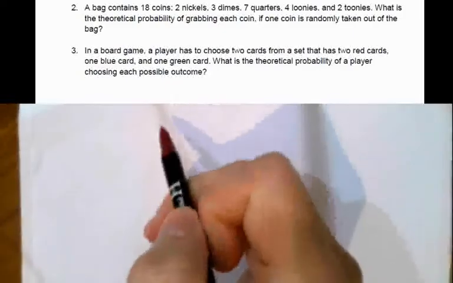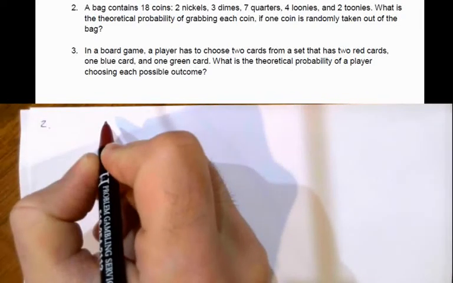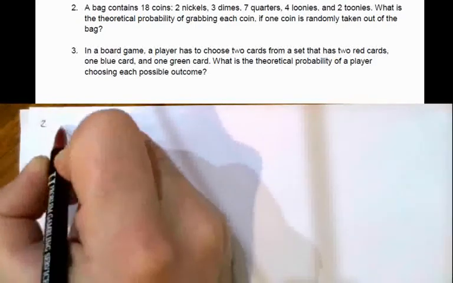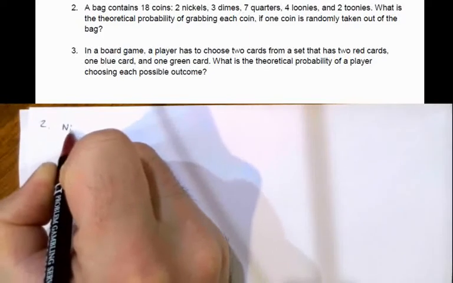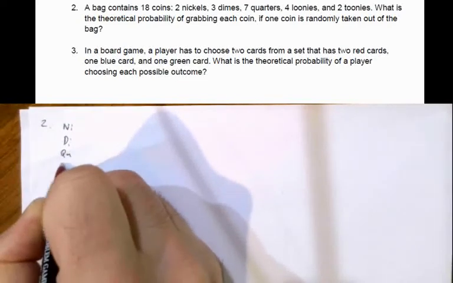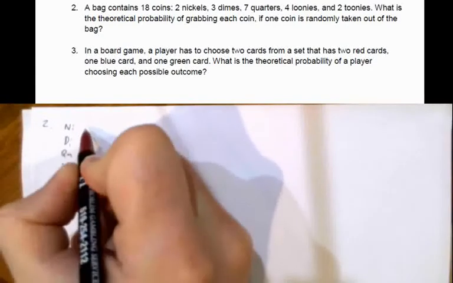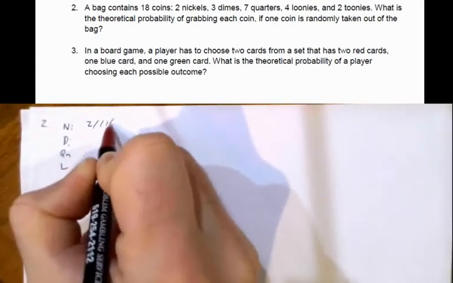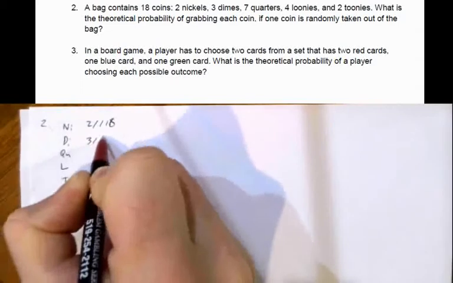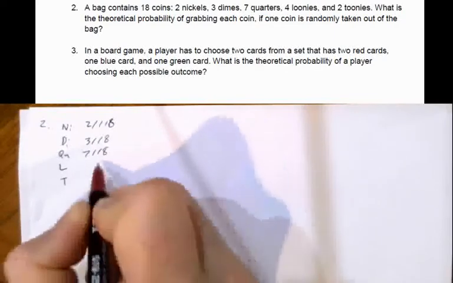So for 2, we have a bag that has a number of different coins in it, and we're asked what's the theoretical probability of grabbing each coin. So theoretical probability of grabbing a nickel, of grabbing a dime, of grabbing a quarter, of grabbing a loonie, and of grabbing a toonie. In each case, we have 18 coins. So the nickel would be 2 out of 18. The dimes would be 3 out of 18. Then we would have 7 out of 18 here, and the other 2 I'll let you do on your own.